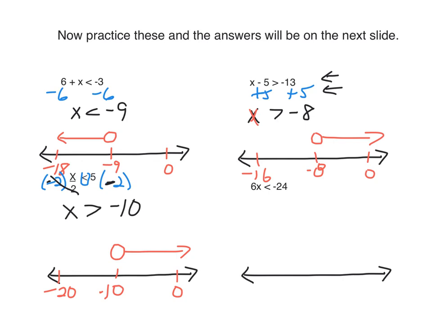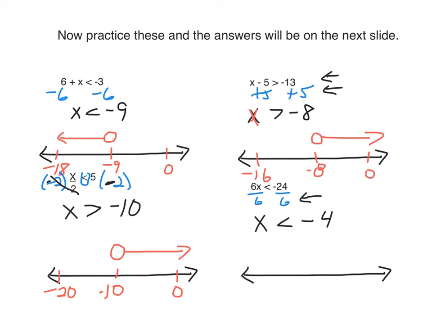Okay, last one. Here it's multiplication, so you do division. You're dividing. X is still less than. Do not flip the sign because these are positive. And you get a negative 4.